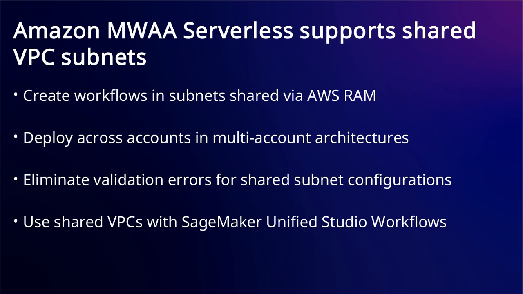You can deploy workflows across member accounts using centrally managed networking infrastructure. You can leverage shared VPC configurations consistently between MWAA serverless and MWAA provisioned environments. You can also use shared VPC networking with Amazon SageMaker Unified Studio workflows when projects are configured with this setup. This capability is available in all AWS regions where Amazon MWAA Serverless operates.